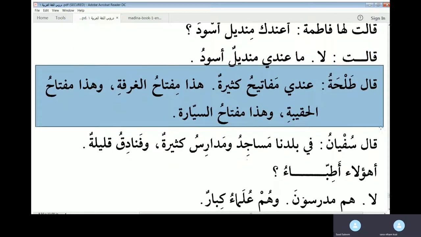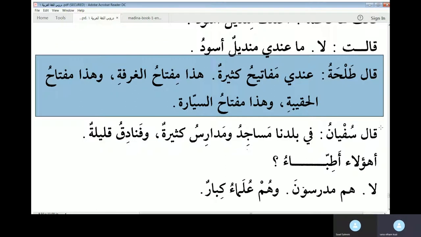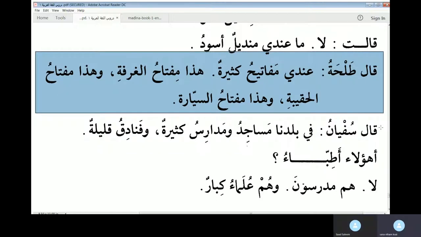Qala Talhatu. Talha said, I have mafatihu kasiratan. I have many keys. Haza miftahul ghurfati. This is the key of the room. Okay, this is the key of the room.